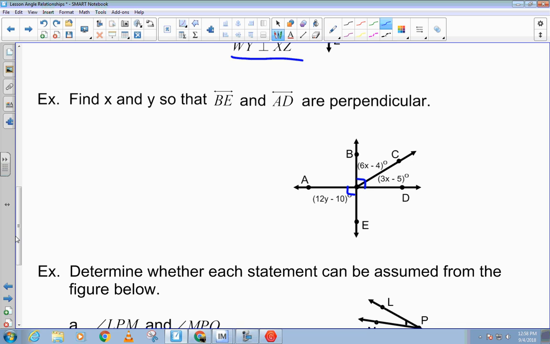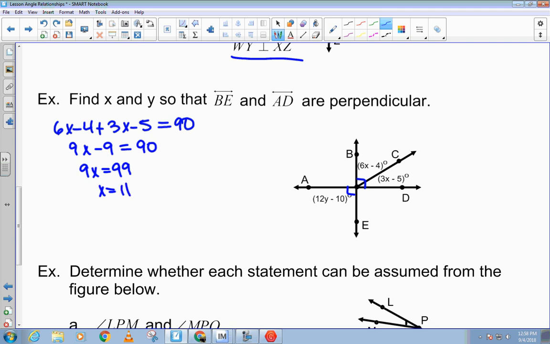Well, 6x plus 5x minus 9 equals 90. Okay, so add them together and set them equal to 90, right? Okay, that makes it perpendicular. So I end up with 9x minus 9 equals 90. Add 9 to both sides, and x equals 11. Okay, so that takes care of x.